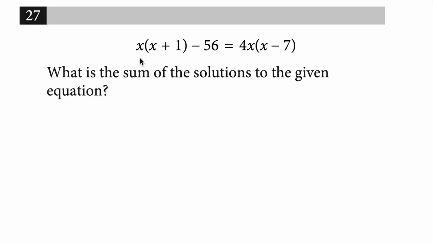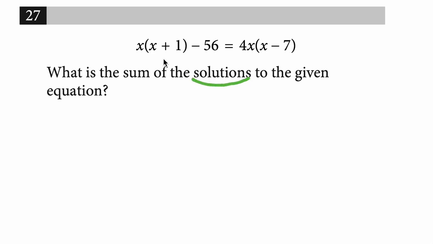Question number 27. x(x + 1) - 56 = 4x(x - 7). What is the sum of the solutions to the given equations? Whenever you see the word solutions, that means you have to find the values of the variable.